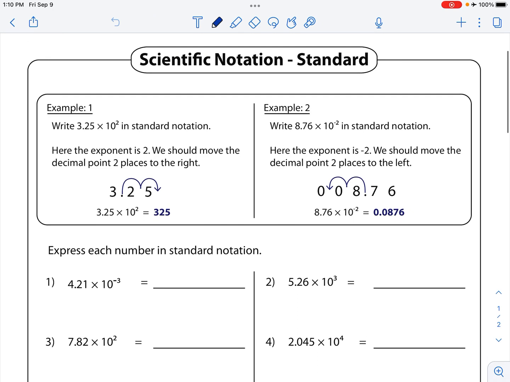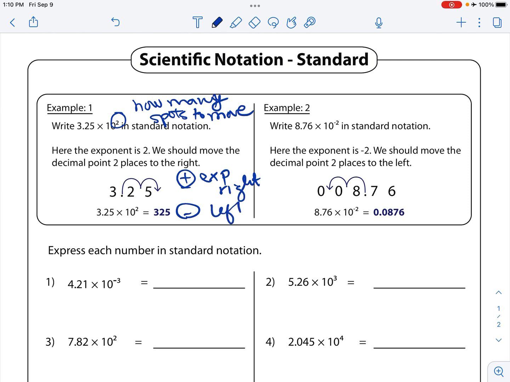Okay, so as it says at the beginning, when you write a number into the standard notation, the exponent tells you how many spots to move. So this is going to tell you to move 2 spots. A positive exponent, you're going to move to the right. A negative exponent, you're going to move to the left. So see how in example 1, we have a positive 2 exponent, so we move our decimal place 2 spots to the right. In example 2, we have a negative 2 exponent, so we'll move 2 spots to the left.